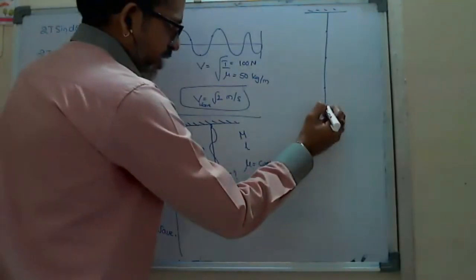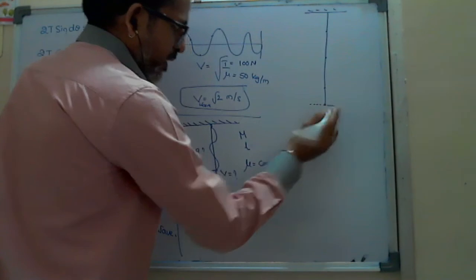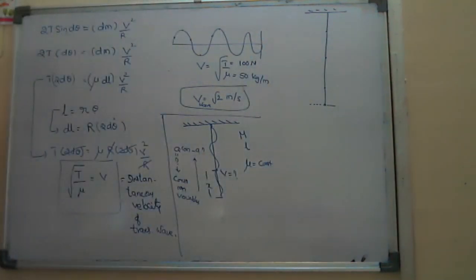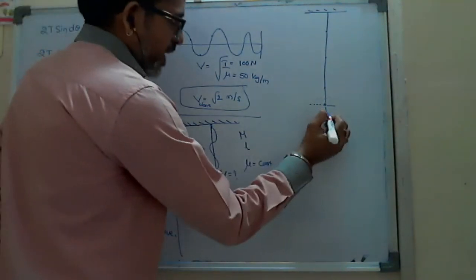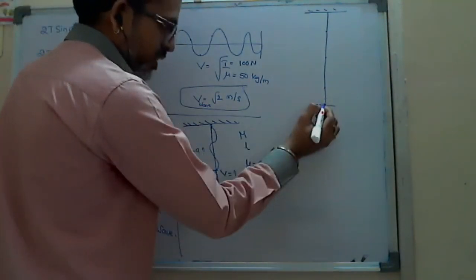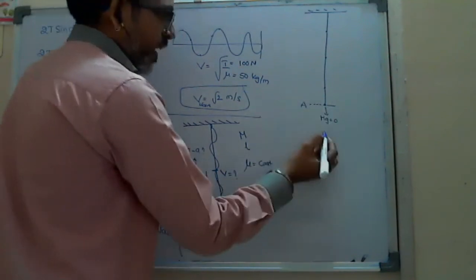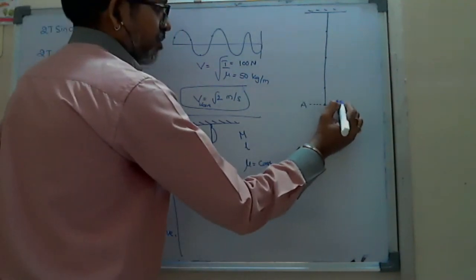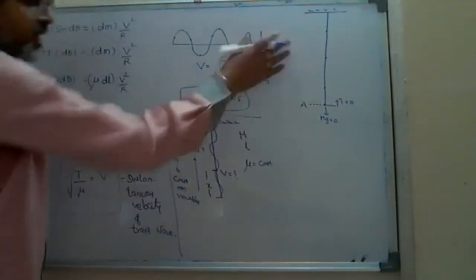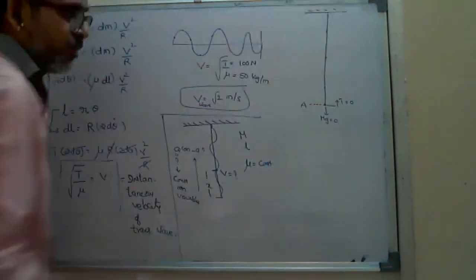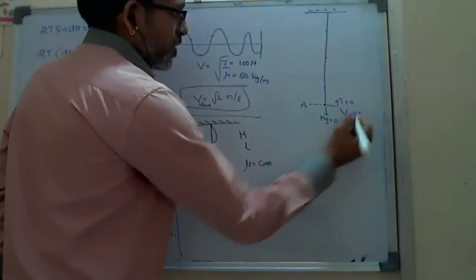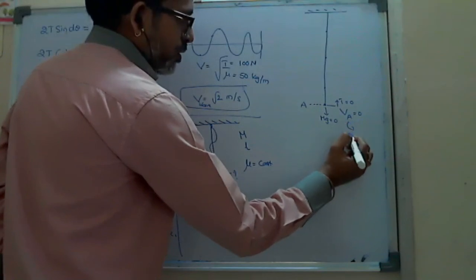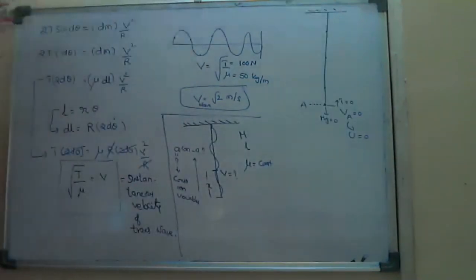Suppose I take one point A here. Is any mass there below that point? No, sir. So the pulling weight mg equals 0 at this point A. Weight equals 0 means there is no tension at that point, because tension is created by weight only, since the string is suspended. So the velocity at the point A is 0. The initial velocity of the wave is 0 at A.